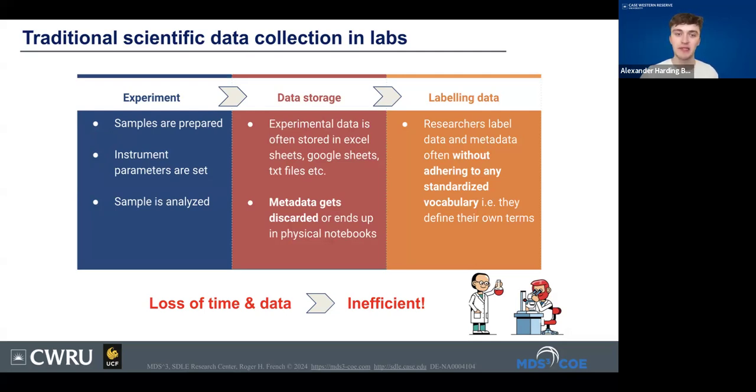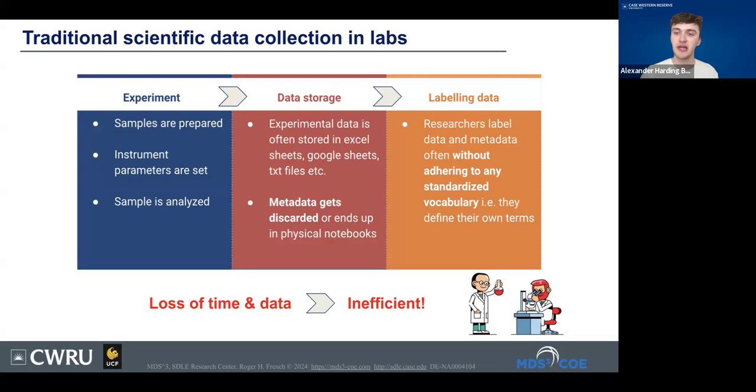So when an experiment is conducted, the samples are prepared, the instrument parameters are assessed, and a sample is then analyzed. And the experimental data that comes from this experiment can be stored in a variety of different file types, whether that be an Excel sheet, a Google sheet, a text file, etc. The metadata that is associated with this experimental data either gets discarded or ends up in some obscure physical notebook that might be difficult to locate.